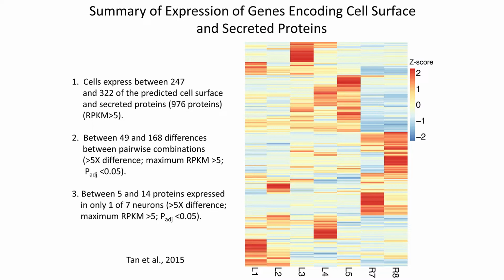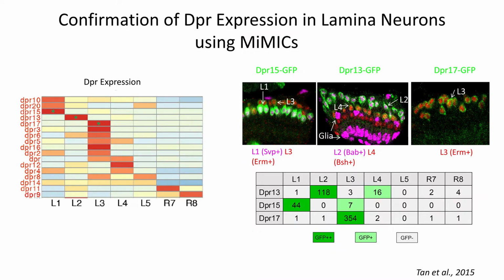We became particularly interested in one family, and they're shown here. These are DPR proteins. They are 2 Ig domain-containing proteins, and their expression pattern in these 7 neurons is shown. And many of these have been verified using MiMIC technology, which is simply protein traps. And the vast majority of what we see from RNA sequencing holds up with these traps, which is very encouraging.